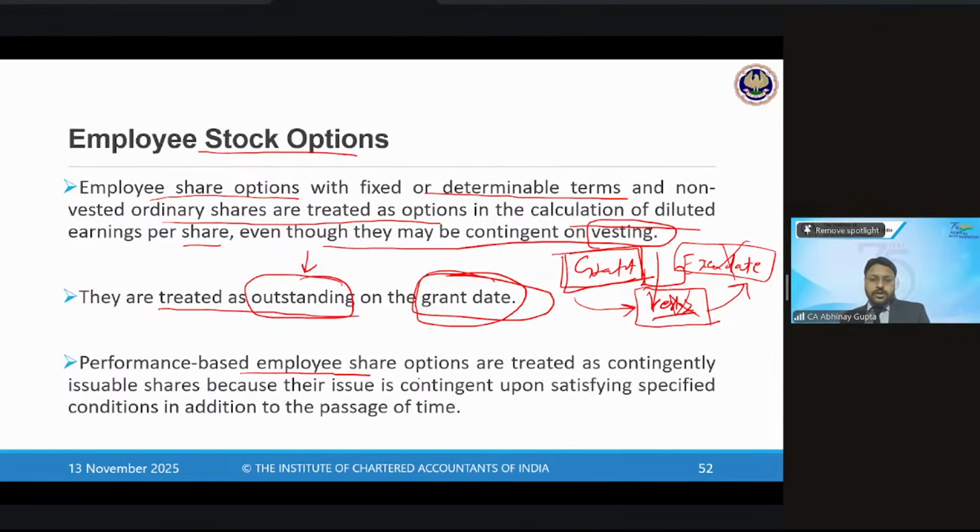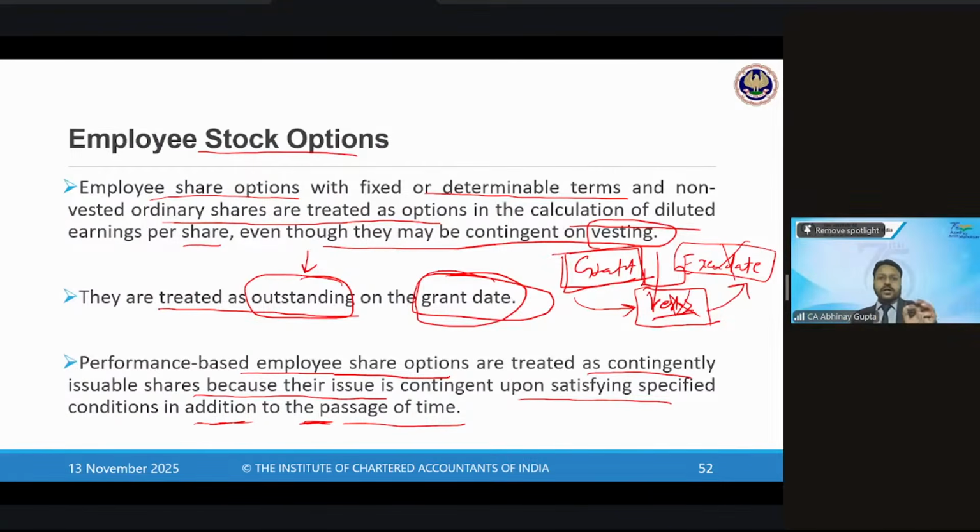Performance-based employee share options are treated as contingently issuable shares because their issue is contingent upon satisfying specified conditions in addition to the passage of time. So, as I previously mentioned, under Ind AS 102, you must have studied performance conditions, right? Performance conditions are the conditions which are over and above the vesting period condition.